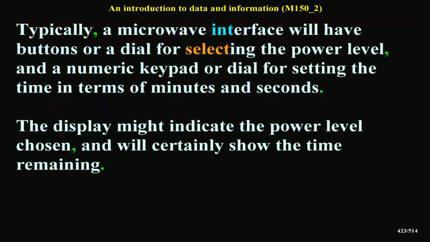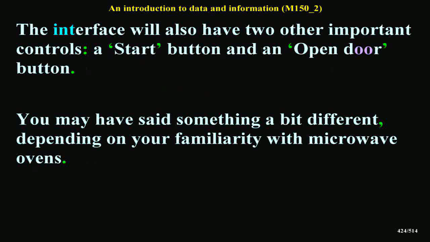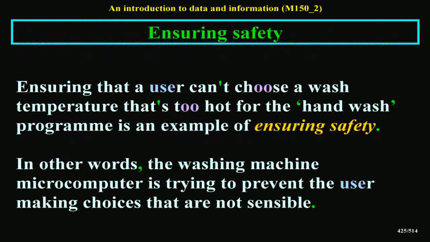Typically, a microwave interface will have buttons or a dial for selecting the power level, and a numeric keypad or dial for setting the time in terms of minutes and seconds. The display might indicate the power level chosen, and will certainly show the time remaining. The interface will also have two other important controls: a start button and an open door button. You may have said something a bit different, depending on your familiarity with microwave ovens.